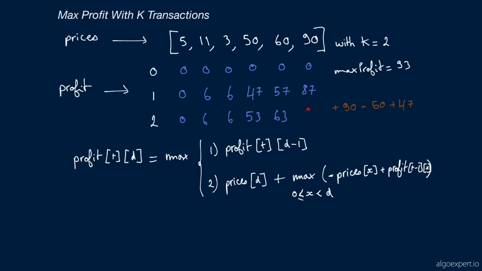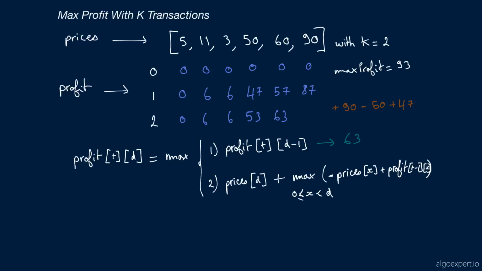So for this example here, for this 90, we're going to check the maximum on each of these days: the day where the price is 5, the day where the price is 11, the day where the price is 3, 50, and 60. And so if we apply this formula, let's test it out. Here, the number 1 will just be 63. This is profit of T, where T is equal to 2, at D minus 1, we're here. This is if we don't decide to sell for $90, we make $63. So that's one possibility.